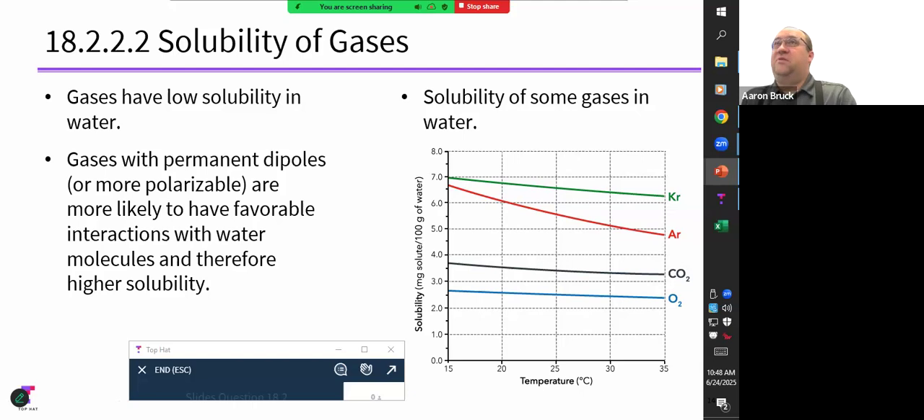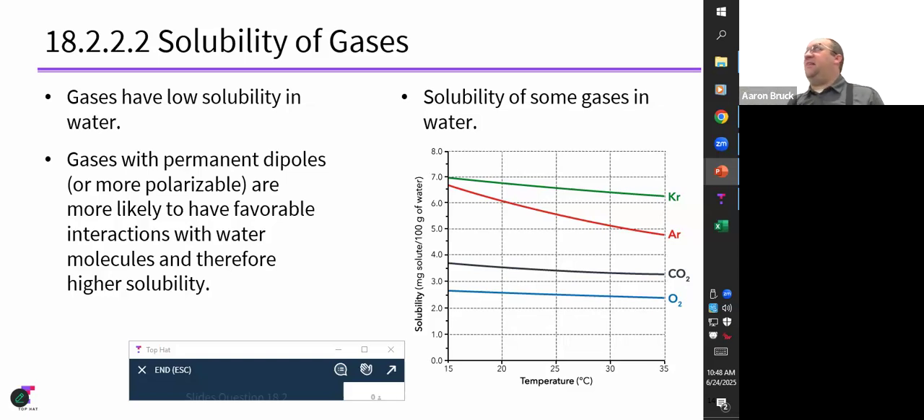And the reason for this mostly is because, well, most gases are either atomic, and as atomic gases, well, they don't have poles because they don't have bonds. Or in the cases of things like nitrogen and oxygen and most of your common gases, they're not polar. Nitrogen is nonpolar. Oxygen is nonpolar. Carbon dioxide is nonpolar.